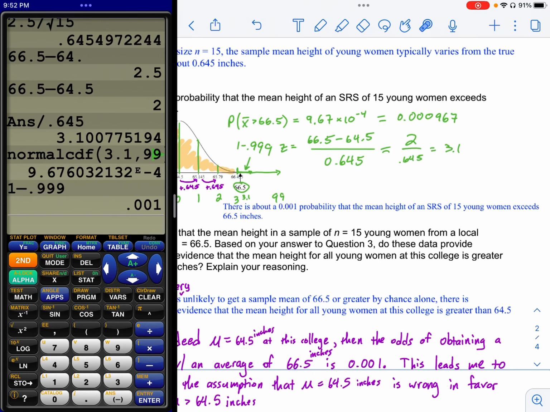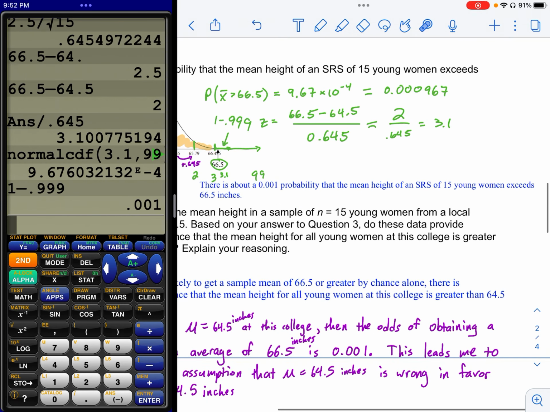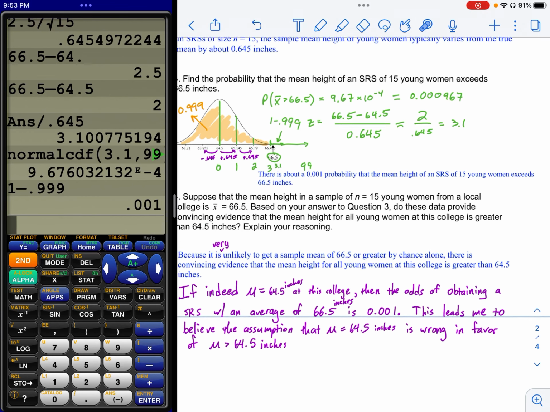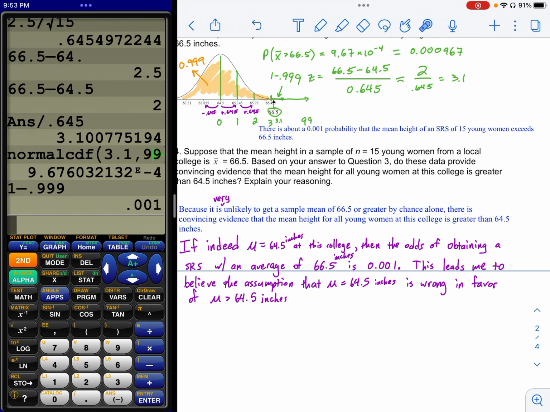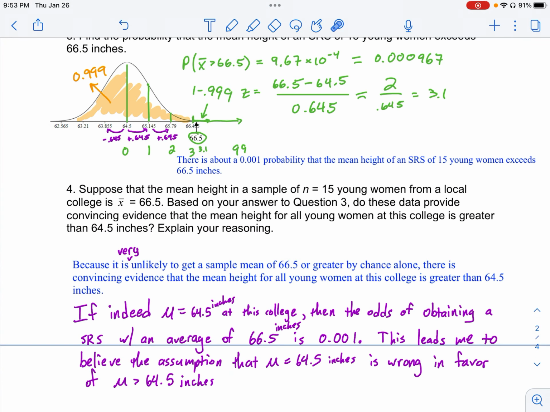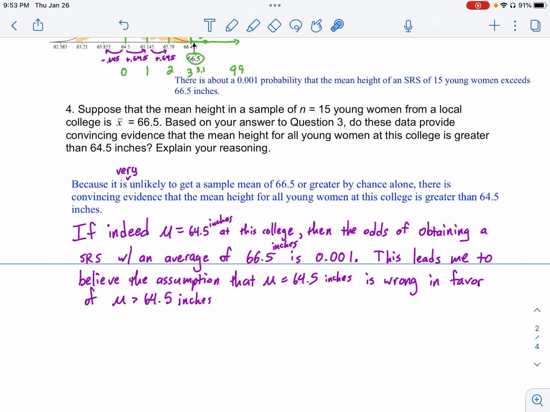So here I summarize it in blue. There's about a 0.001 chance, you can see that in the calculator, and that's pretty much what this is. That 9 would round up. There's a 0.001 probability that the mean height of an SRS, a simple random sample of 15 young women, exceeds 66.5 inches. In other words, that's pretty much never going to happen, which leads to the last question.